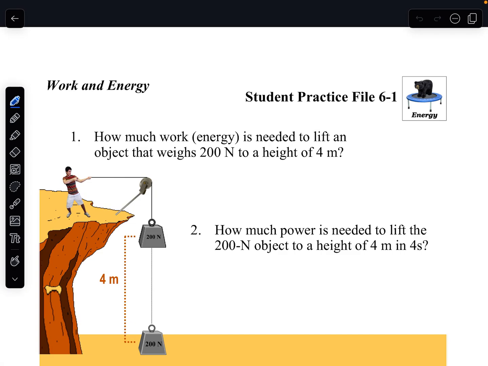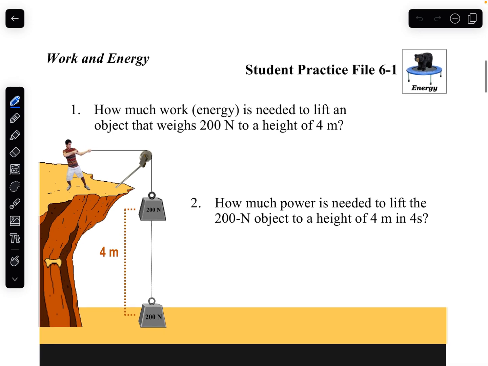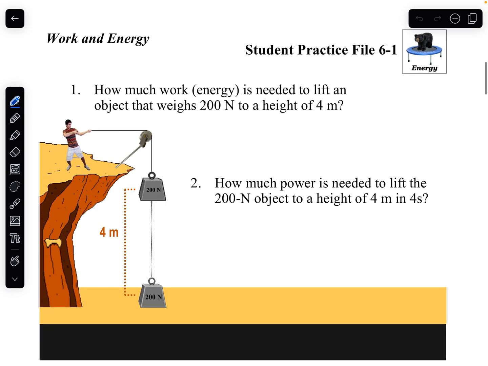All right, this is Mr. Hendrickson here. I'm going to give you the quick synopsis of practice file 6.1. So number one here, how much work is needed to lift an object that weighs 200 newtons to a height of 4 meters? Work is force times displacement. So we know that the force applied is 200 newtons, and the displacement is going to be 4 meters here. So our work is 800 joules for number one.